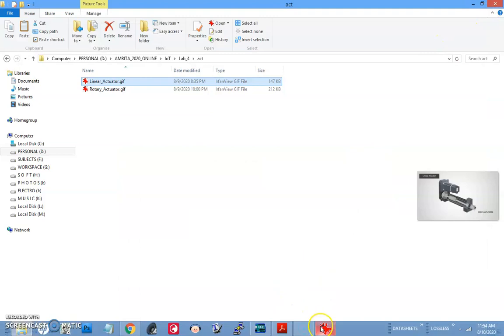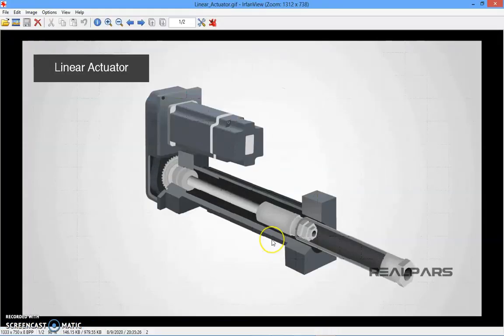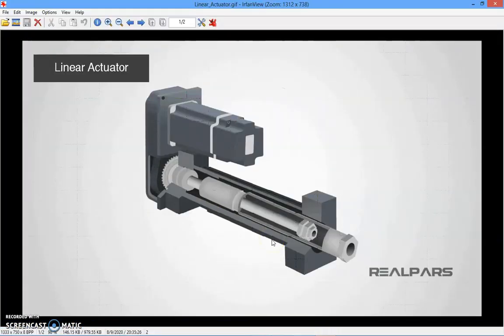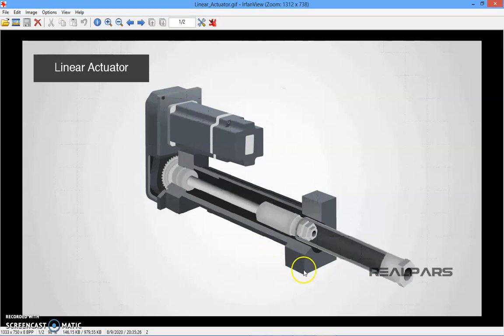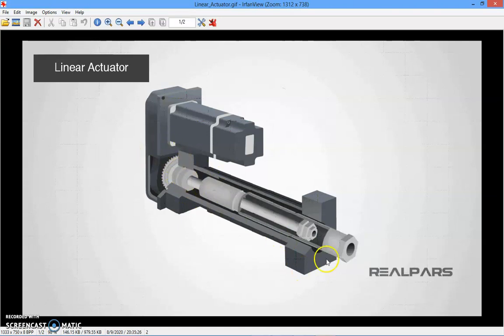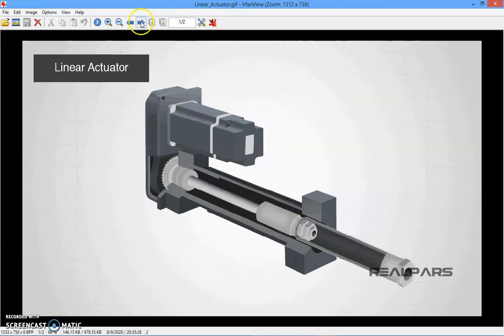So look at this. This is a linear actuator. This could have been used in place of a door opener. In fact, there is a motor which will retract the door when it has to be closed. This is how a linear actuator works.